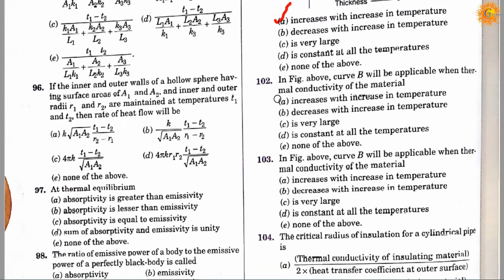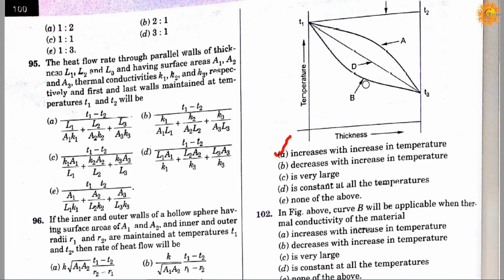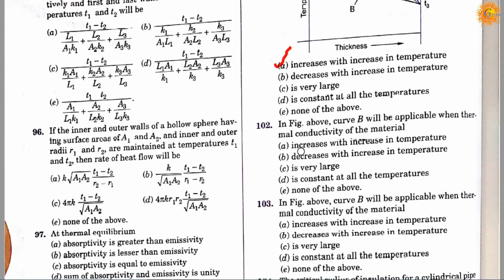Question number 102. In the figure above, curve B will be applicable when the thermal conductivity of the material. Option A, increase with increase in temperature. Option B, decrease with increase in temperature. Option C is very large. Option D is constant at all temperatures, and option E is none of the above. Correct answer is B, decrease with increase in temperature.